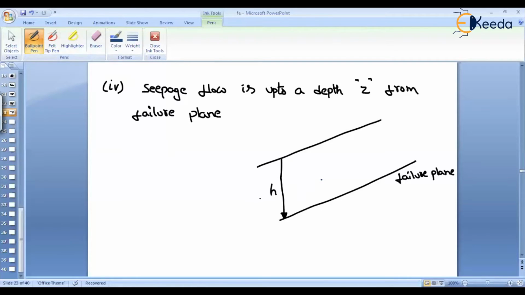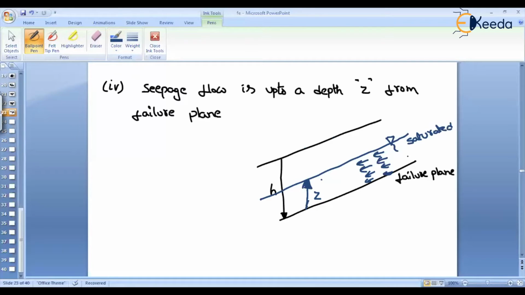In the previous case also, in whatever formulas we have derived, there also we have considered the seepage depth from the failure plane only. Okay. Let us say this distance is z. That means in the portion of z, the soil is completely filled with water. That means seepage flow is there in the downward direction. So in this part, the soil is under dry condition. In this part, it is under saturated condition.